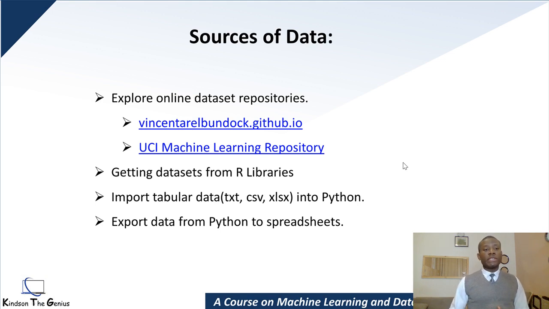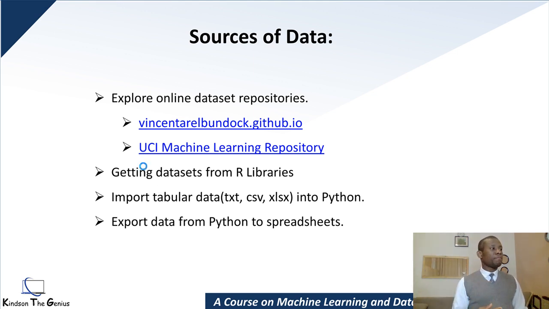Now, there are different sources of data. For instance, I found this Vincent RL bundle GitHub IO. It contains several data sets you can actually use for free to solve problems or to do your analysis or for your learning. We also have the UCI machine learning repository. You can also get some free data. We're actually going to go to these data sites at this point. We can also get some data sets for free from our libraries in RStudio. And then we can also import tabular data into Python, and export tabular data from Python into spreadsheets.